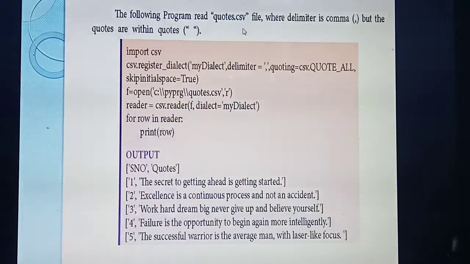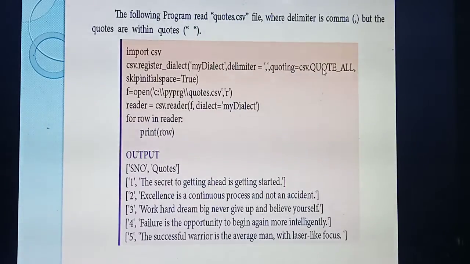The file name is quotes.csv. That file I have shown previously, quotes.csv. Now we are going to remove the double quotes from the file. So what's the first step? Import csv. Then what's the next step? csv.register_dialect, the same thing. You already studied it. Then my dialect, delimiter comma.